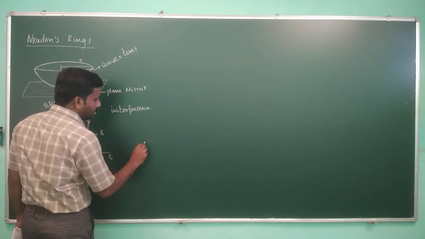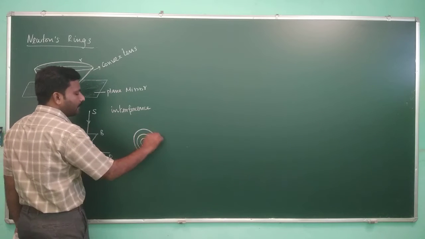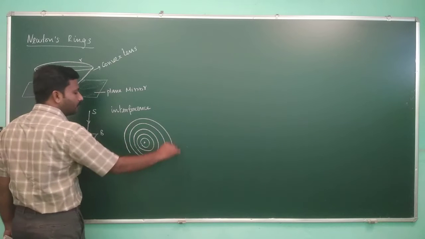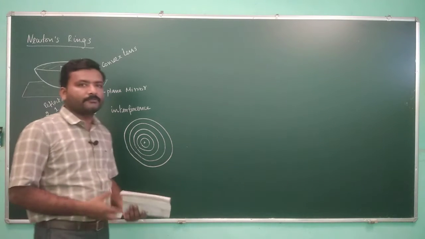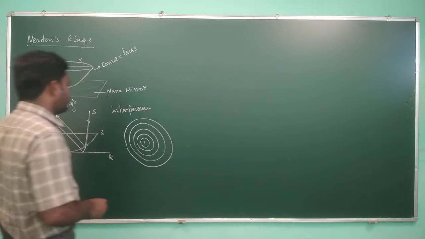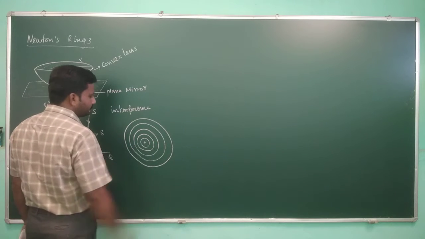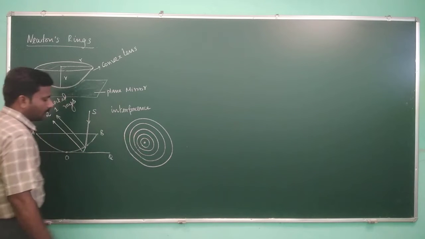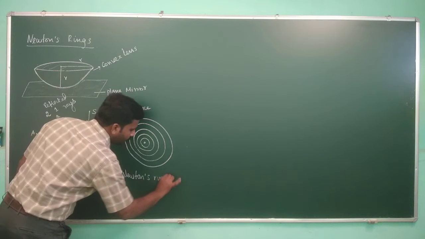Due to the interference, it forms concentric bright and dark circles or bright and dark fringes like this. Wherever there exists a constructive interference, the bright fringe occurs, and wherever there exists a destructive interference, dark fringes occur. All these circles have a common center. So these fringes are called Newton's rings.